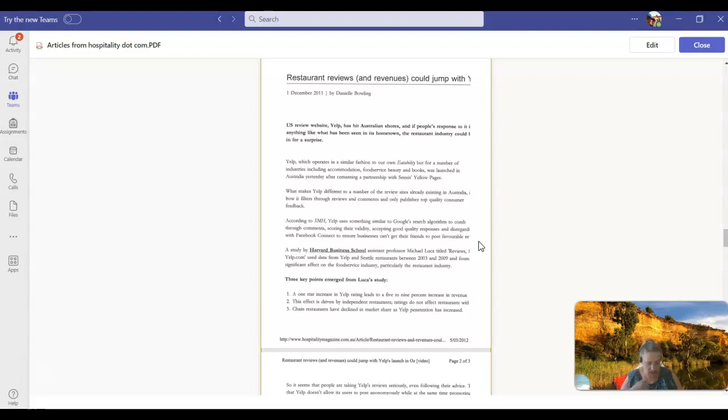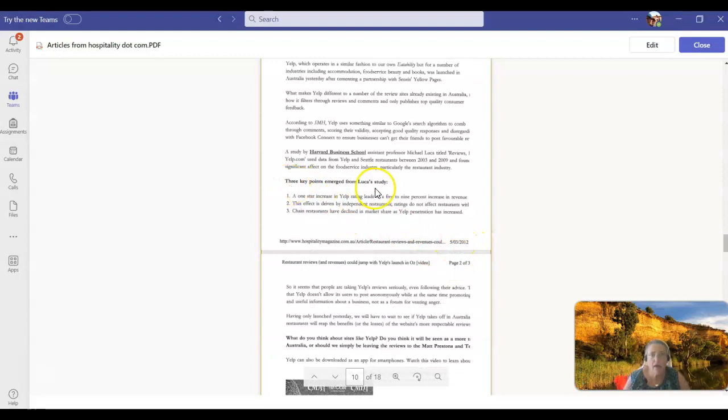Because it is actually very important to be able to have good reviews on Yelp, because as it says down here, a study done by Harvard Business School found that reviews from Yelp between 2003 and 2009, this was before it came to Australia, a 1-star increase in a Yelp rating led to a 5 to 9% increase in revenue. For a hospitality business, that is absolutely massive. This effect is driven by independent restaurants, and ratings do not affect restaurants.